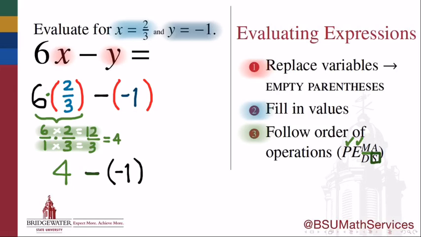To complete the subtraction problem, we'll just remember that to subtract a number is the same as to add its additive inverse. So to subtract -1 is the same thing as to add +1. So 4 minus -1 is the same as 4 plus +1, and this expression evaluates to 5. So reading from beginning to end, the expression 6x minus y, when x is equal to 2/3 and y is equal to -1, takes the value 5.